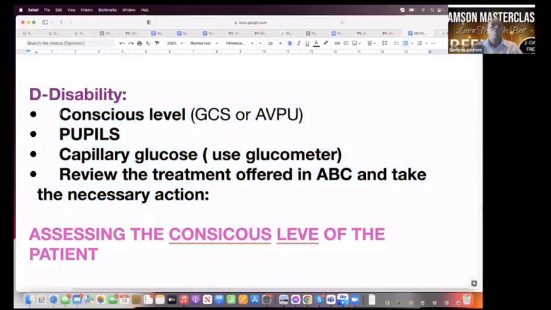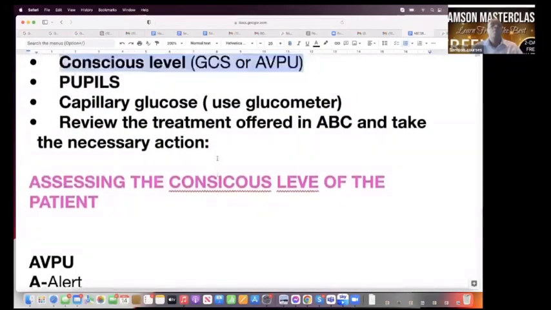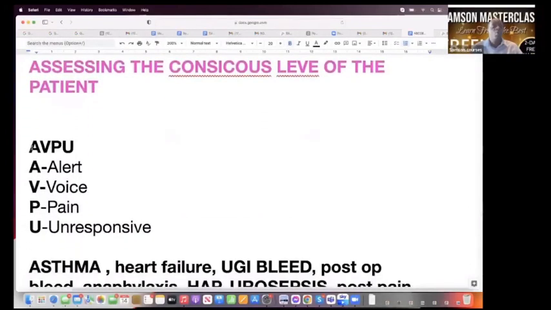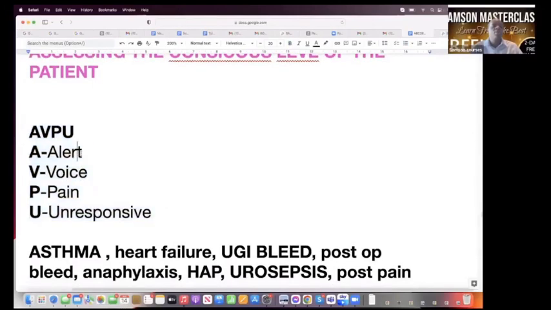So let's have a look at your conscious level. Either we're going to use the GCS or AVPU. Let's have a look at how to assess the GCS. AVPU, what does it stand for? A, the patient is alert. V, the patient responds to voice. P, the patient responds to pain. And U, the patient is unresponsive.